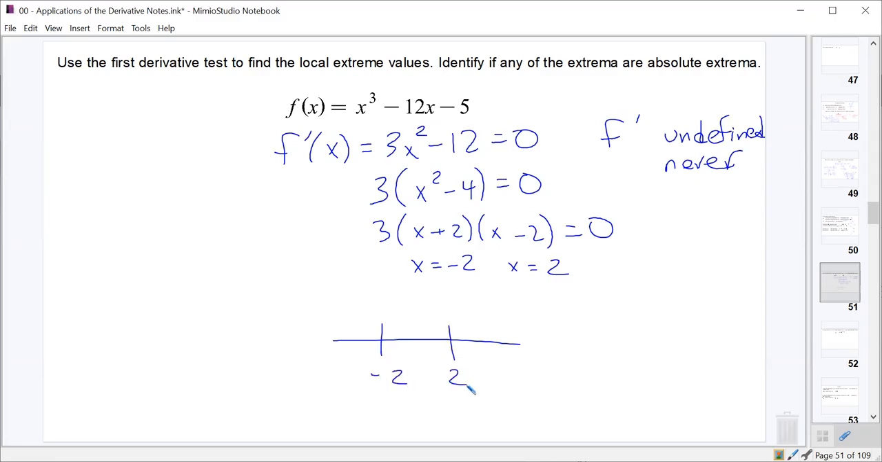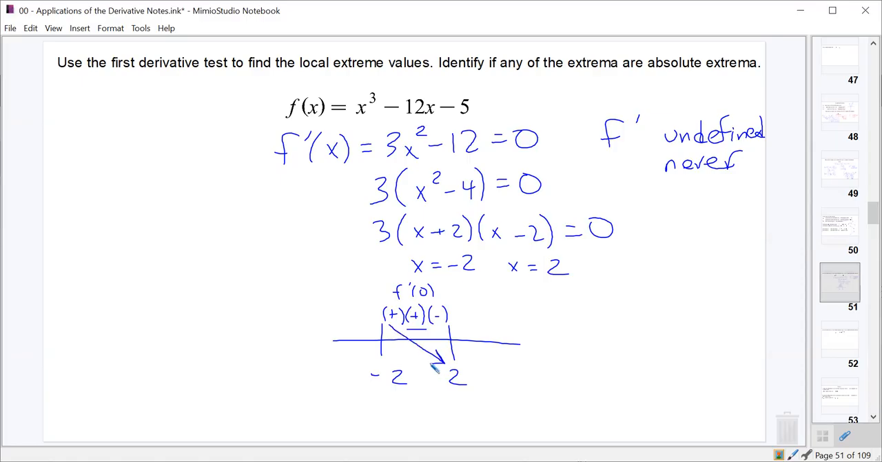And we will evaluate some number on each interval. So between negative 2 and 2 would be something like 0. If I plug 0 in, the 3 is positive, 0 plus 2 is positive, and 0 minus 2 is negative. A positive times a positive times a negative yields a negative, which tells us that on this interval, our function decreases.